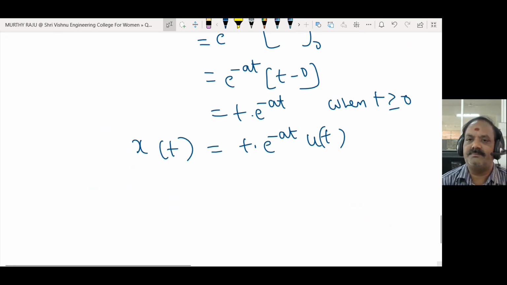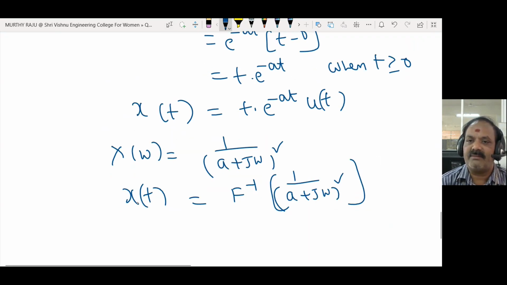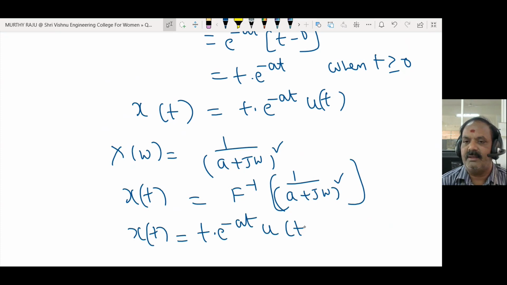x of t, for the given problem, x of omega is equal to 1 by a plus j omega whole square. The inverse Fourier transform x of t is equal to F inverse of 1 by a plus j omega whole square. Therefore, this x of t is equal to t into e power minus at u of t. This is the inverse Fourier transform of x of omega equal to 1 by a plus j omega whole square.